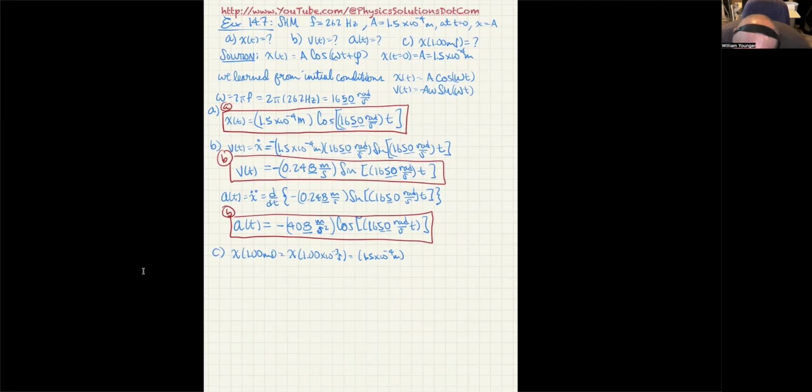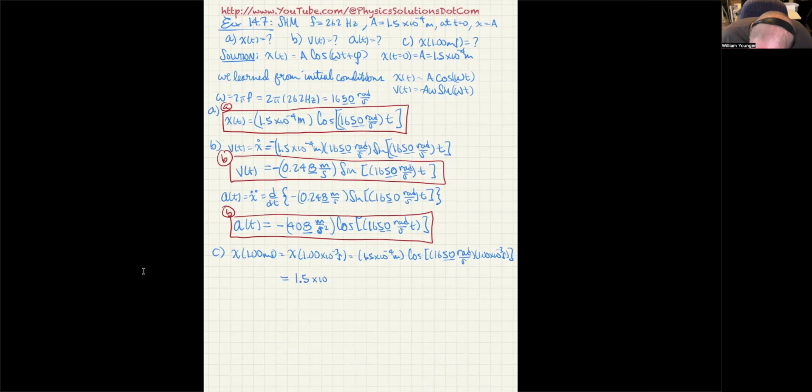Times the cosine of 1,650 radians per second times 1.00 times 10 to the negative third seconds. Now, this is the part where we've got to remember to have our calculator in radian mode, or you have to take the 1650 times 1 times 10 to the negative third and convert that from radians to degrees, and that works as well. So I'm going to do it that second way, just in case you don't know how to do that. It'd be a better experience for you to see.